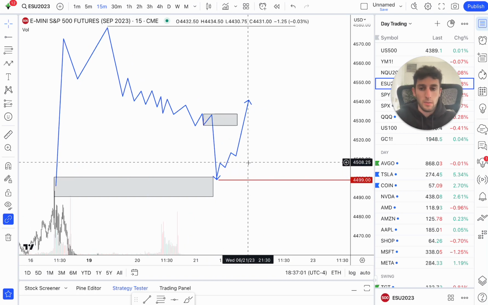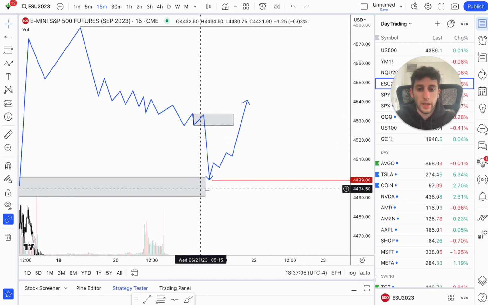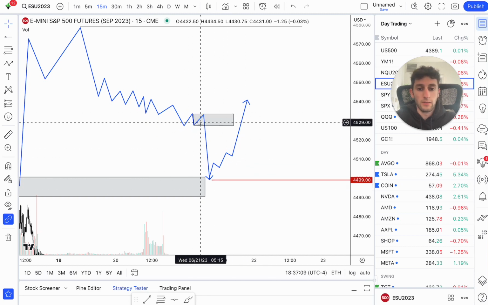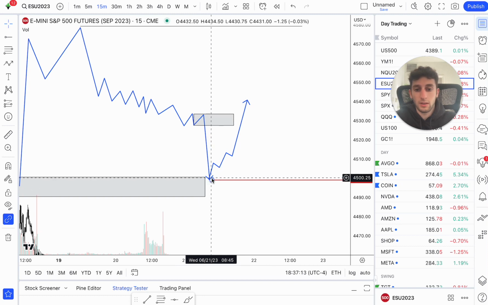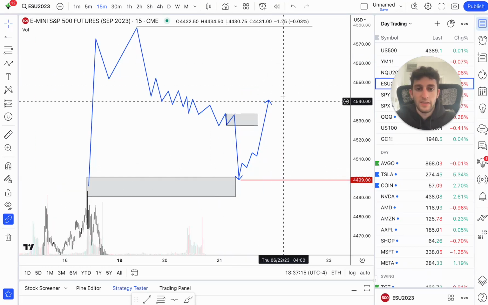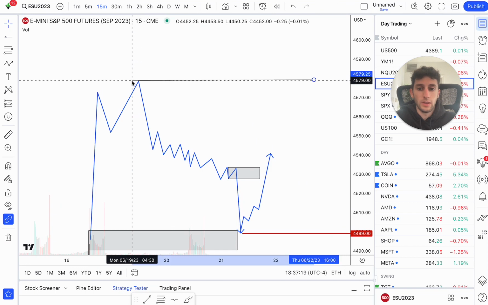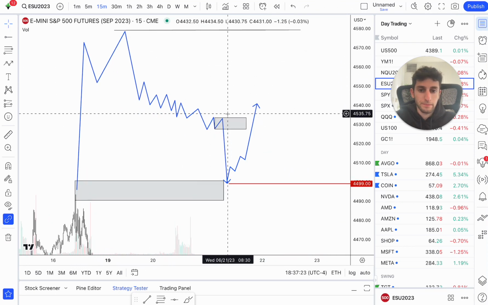Well, price is just a factor of supply and demand. And when price comes down to demand, we have buyers. If buyers are able to take price above supply, then buyers are in control, and we would expect this low to hold. And at this point, now we know we can look for a move back to the higher time frame high all the way up here, right?